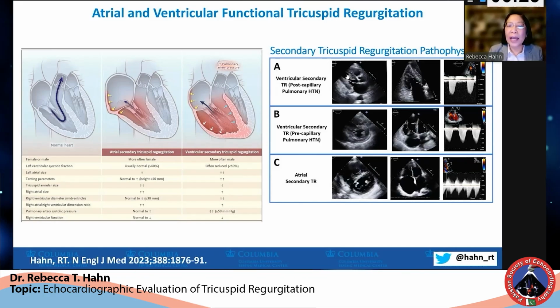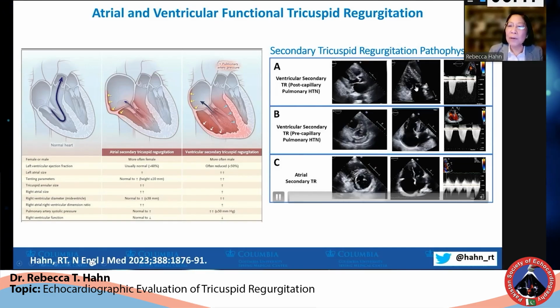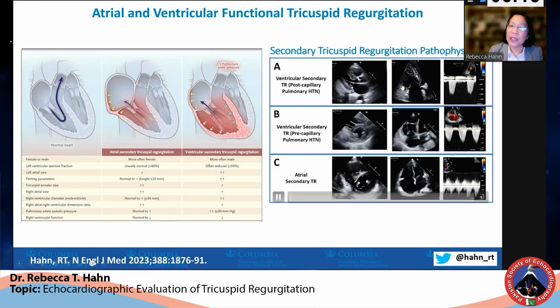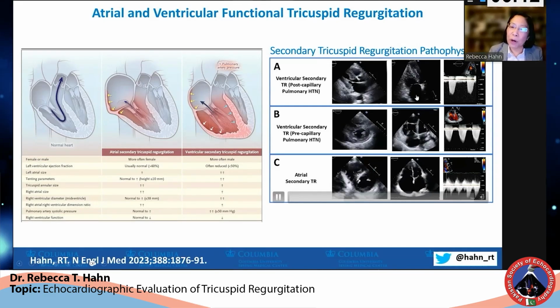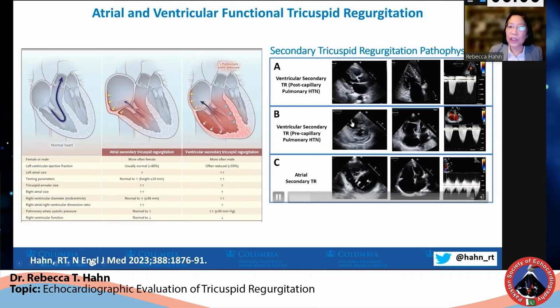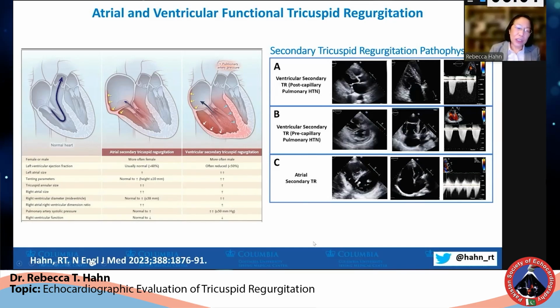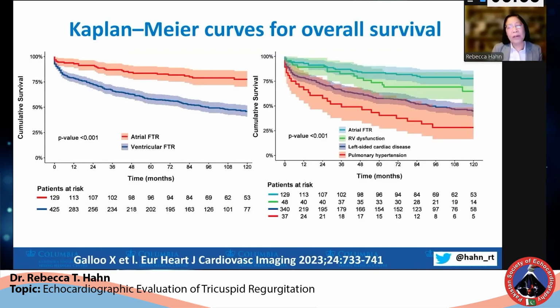And so when you look at ventricular secondary disease due to post-capillary pulmonary hypertension, again with a conical shaped RV and more marked RA dilatation, versus the atrial secondary disease, then you can see clearly the difference in right ventricular and right atrial sizes. And the reason why it's important is that there are differences in outcomes associated with atrial secondary disease, which tends to have much better outcomes compared to ventricular secondary disease.